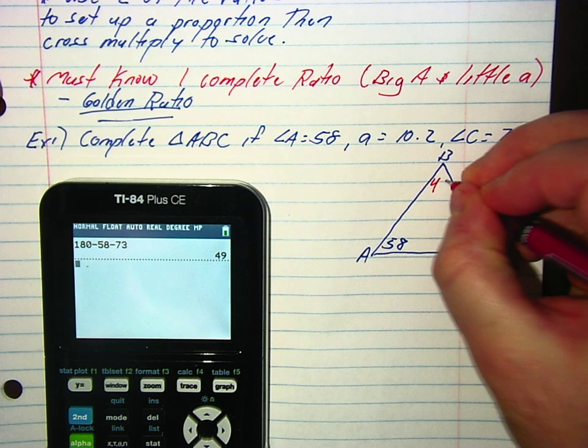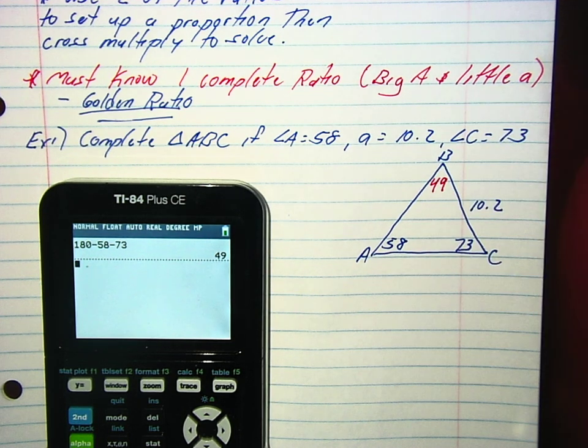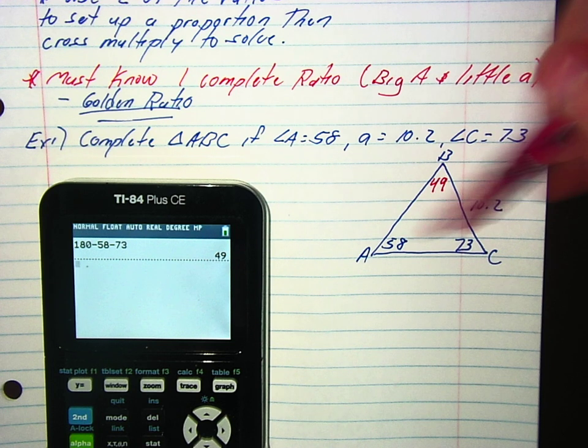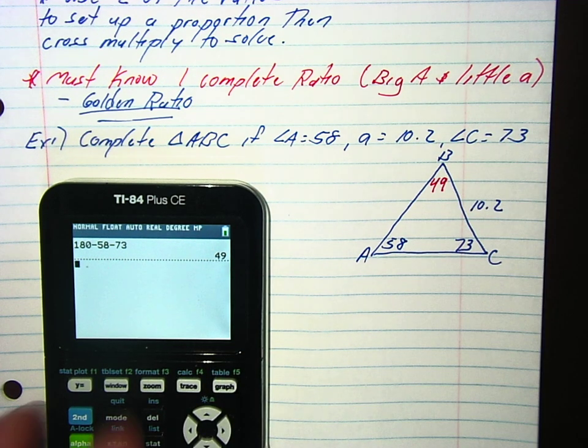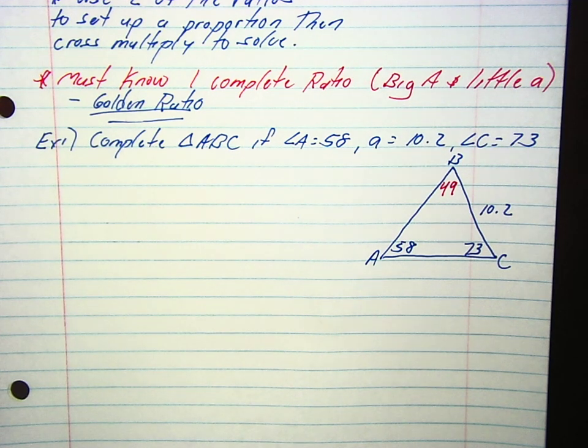So that'll be this angle right here. Again, that is how you will find the third angle every single time. You won't do law of sines or cosines or anything to find the third angle. You'll just take the two you have, subtract them from 180, and that's what you're left with.